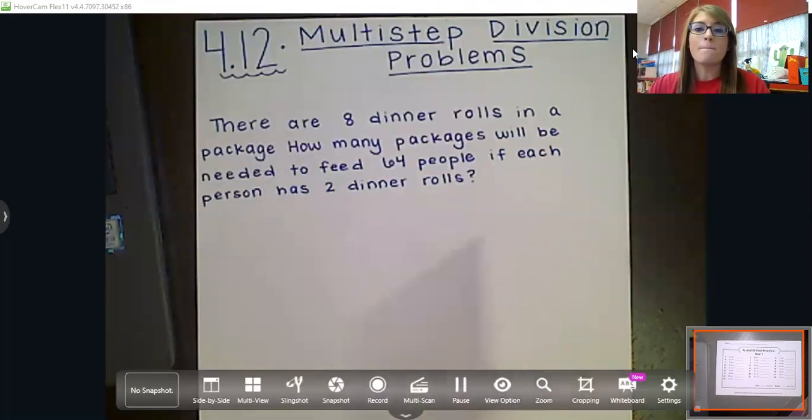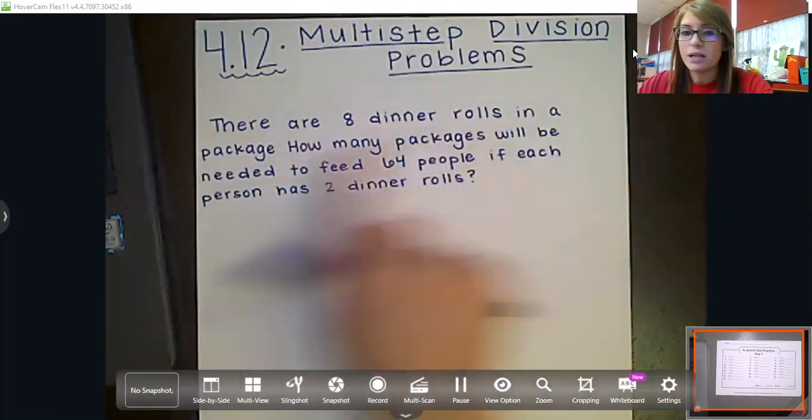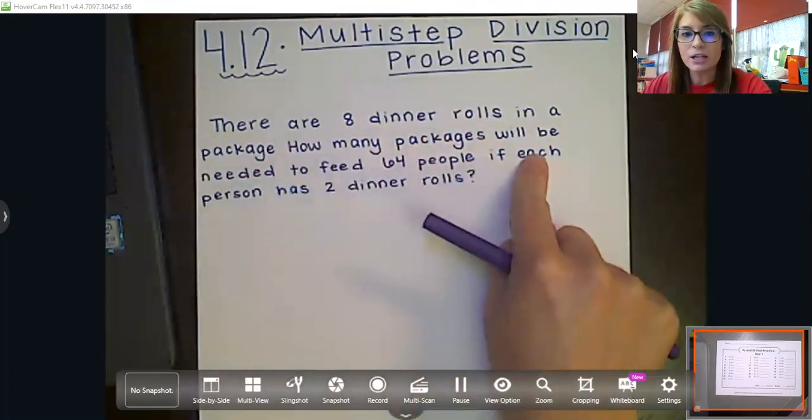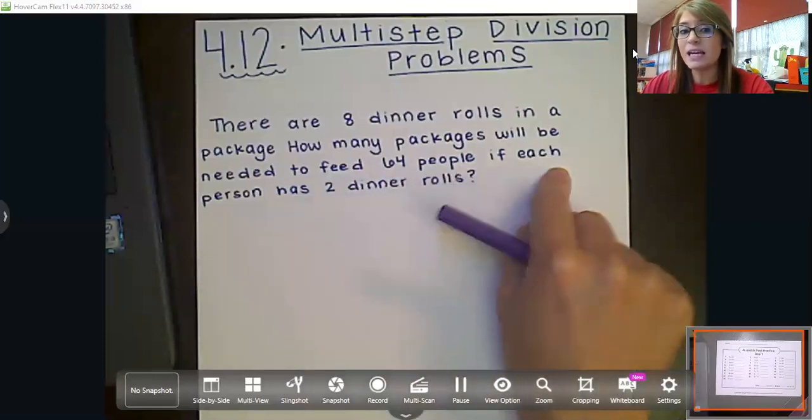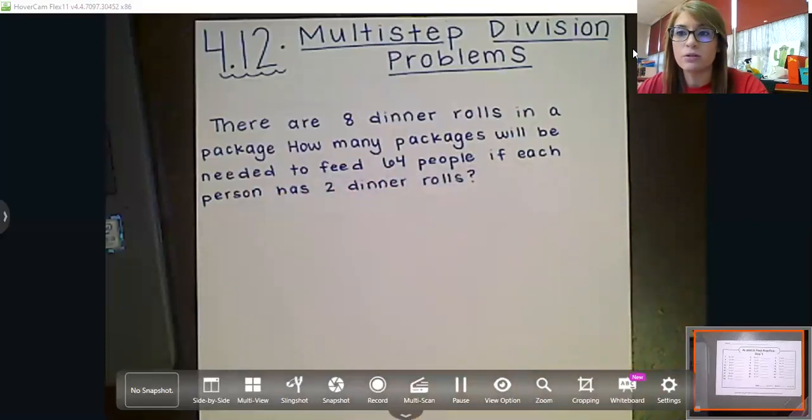All right, guys, so multi-step division problems. So let's look at what we've got. There are 8 dinner rolls in a package. How many packages will be needed to feed 64 people if each person has 2 dinner rolls?